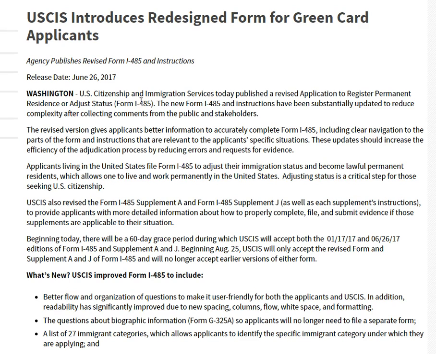That's really interesting. They say beginning today, which means June 26, 2017, you will have a 60-day grace period, so two months. So you can use the old form for two months. After that, you need to use this revised form. So what's new?